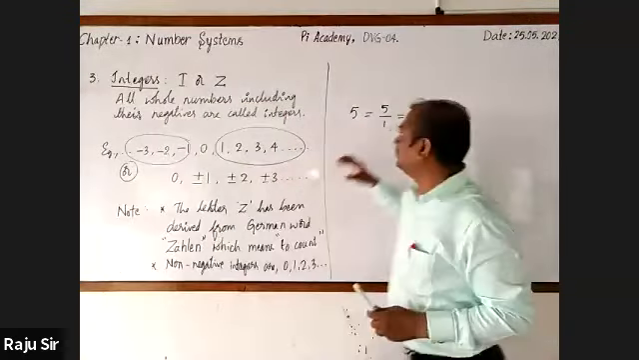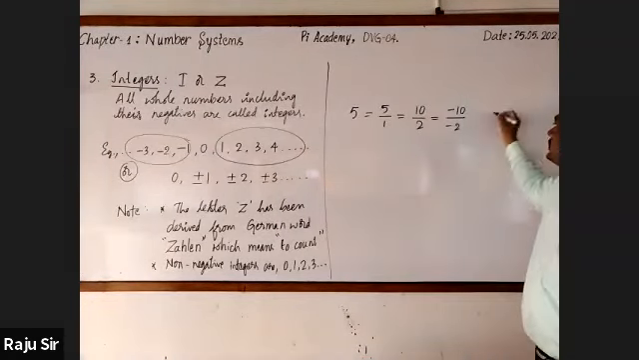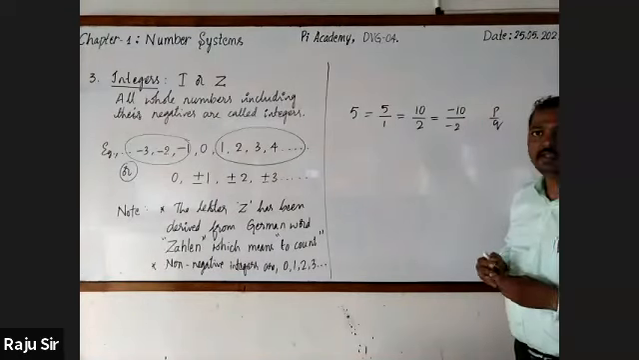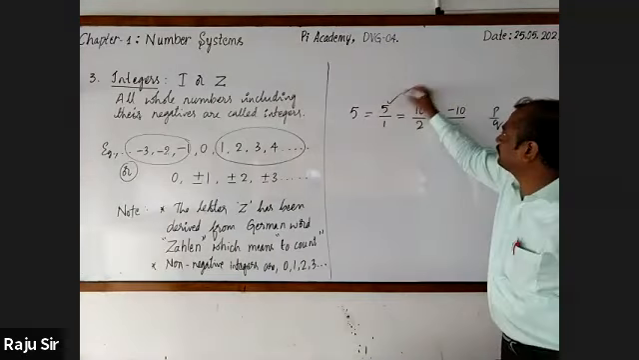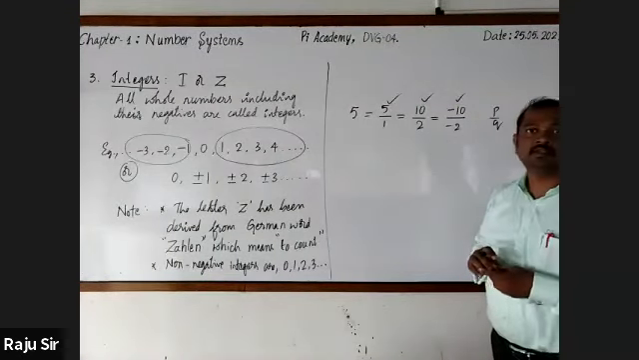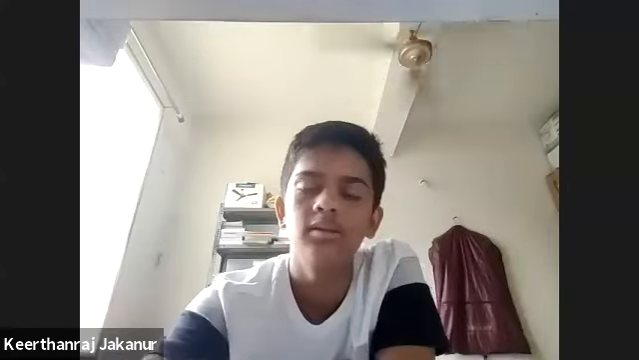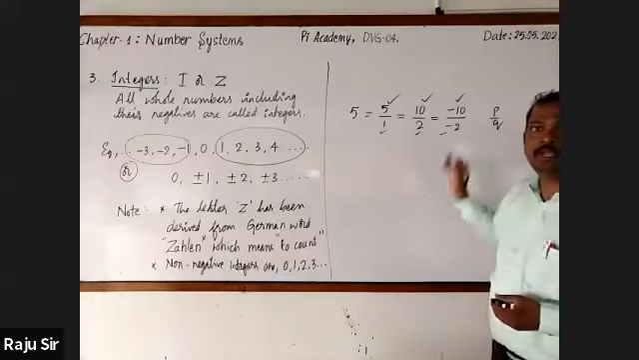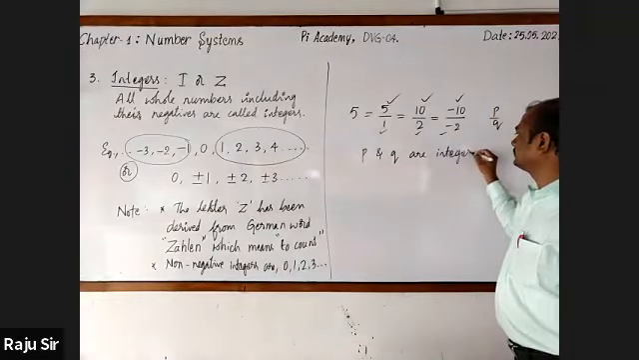See that a number is expressed as a fraction. I take this fraction as p by q. Got it? And observe the numbers in place of p: here 5, here 10, here minus 10. Are these integers? Yes, sir. And 1, 2, minus 2 are all integers. Can I say that p and q are integers? Yes, sir.